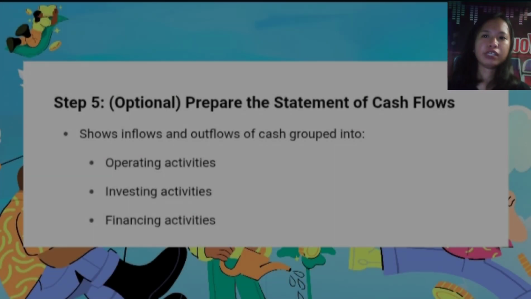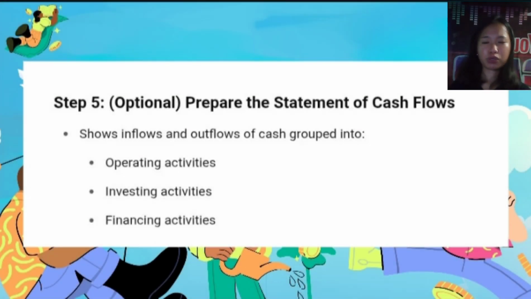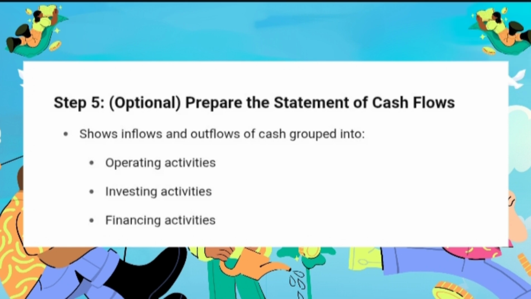This is step 5, statement of cash flows. So this shows where your cash came from and where it went. So there are the 3 parts. So first is operating activities, which is money from the business work like selling or paying expenses. So next is investing activities like buying or selling things like equipment. So the third is financing activities, which is money from the loans or owner's capital.